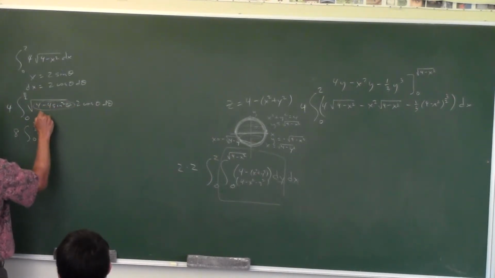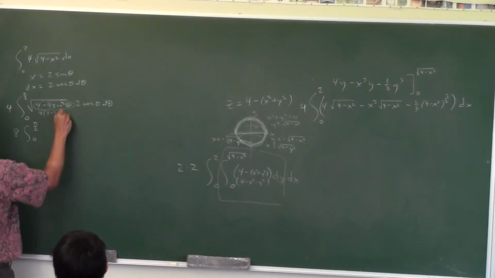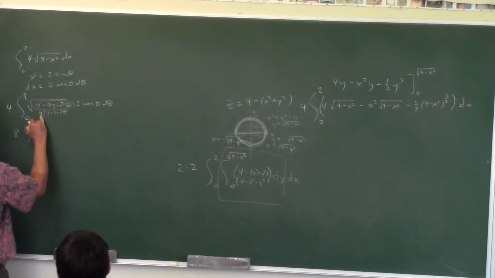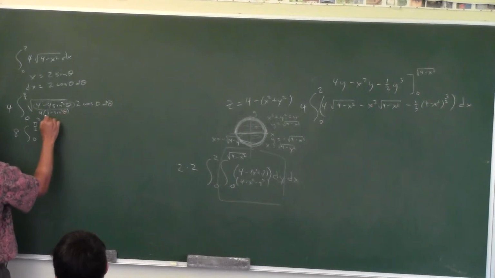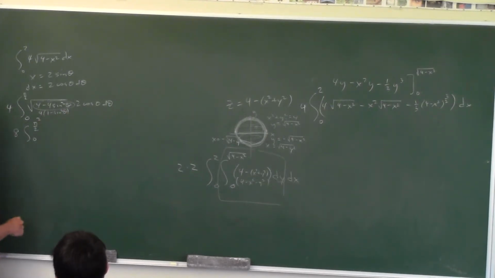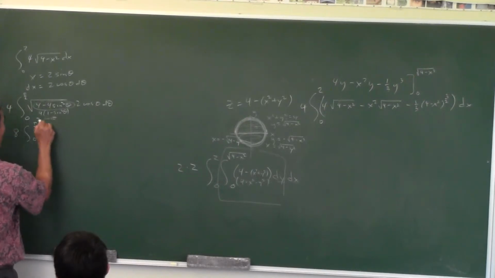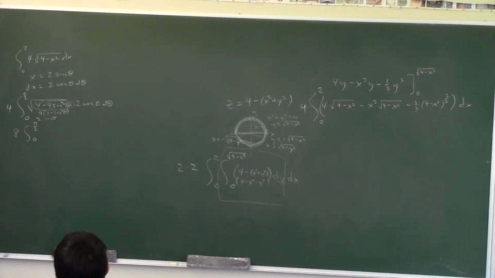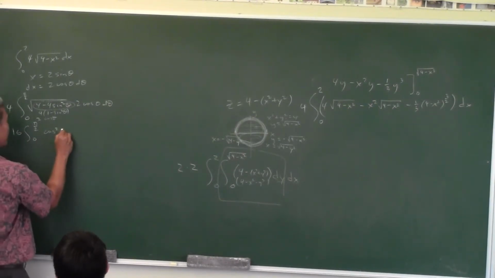If I factor out a 4, you get 1 minus sine squared theta. So that 4 comes out as a 2. And then what is the square root of 1 minus sine squared theta? Absolute value of cosine theta. However, from 0 to pi over 2 is positive. So then actually this is a 16 now, and you get cosine squared theta.